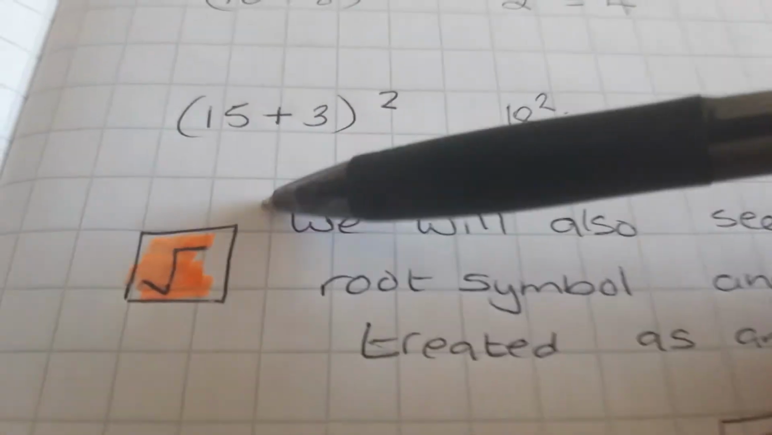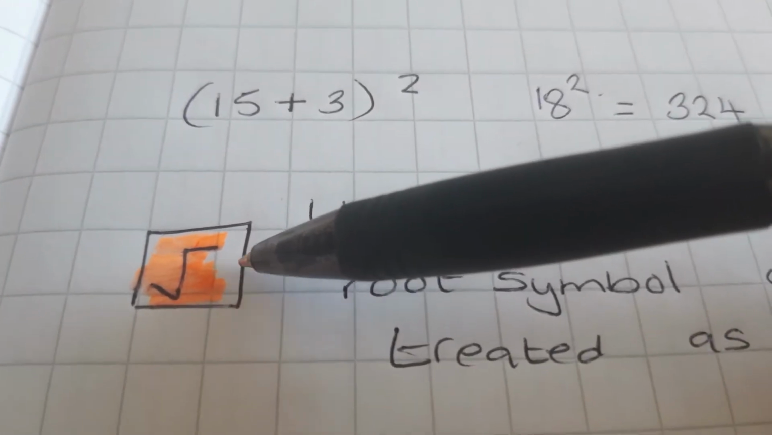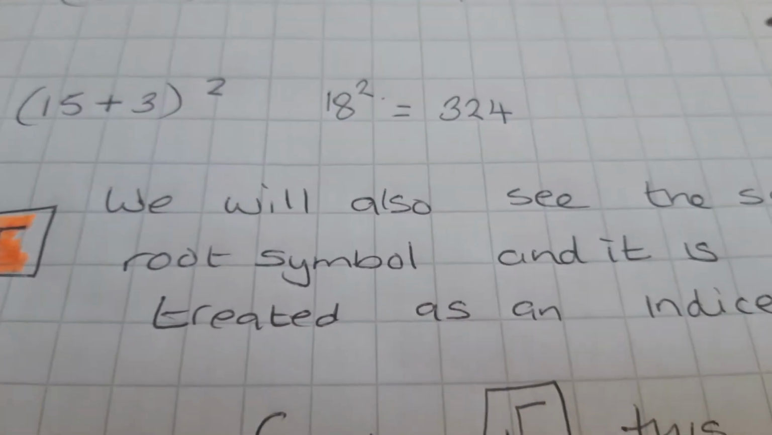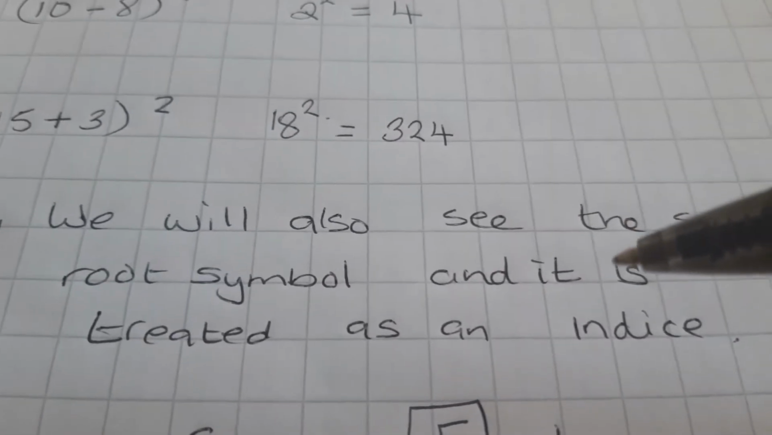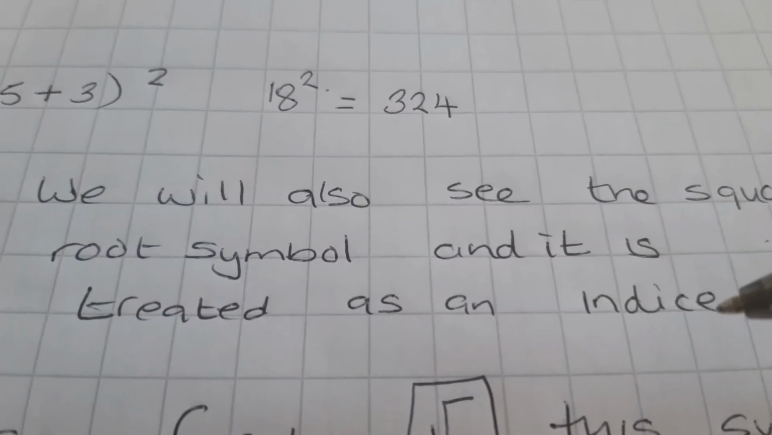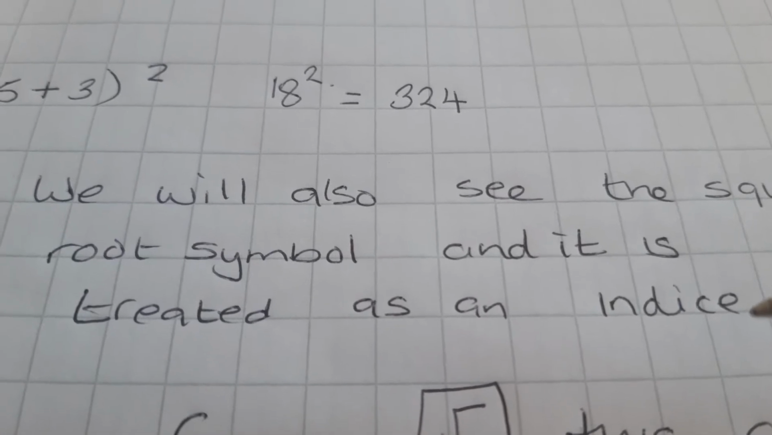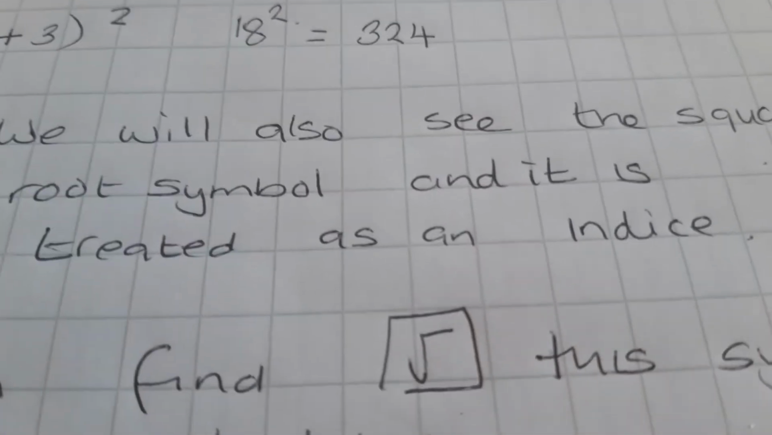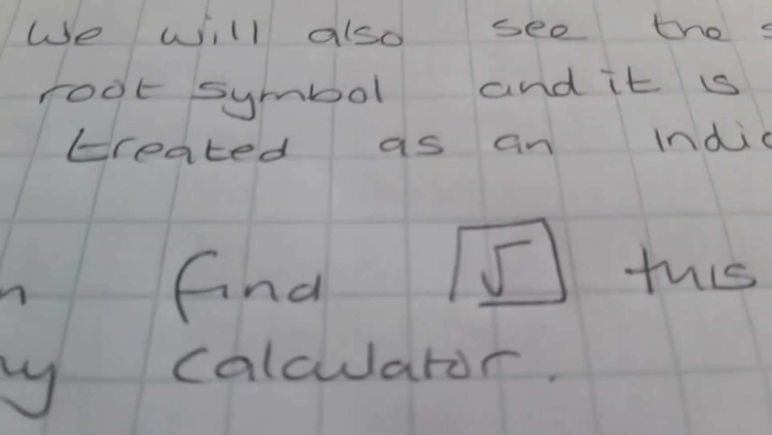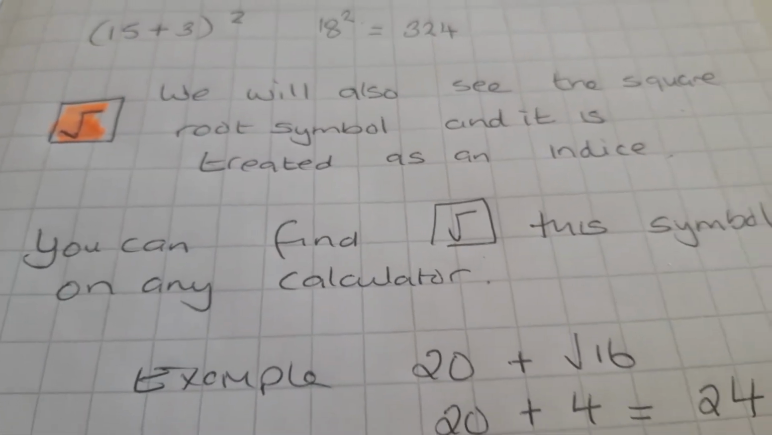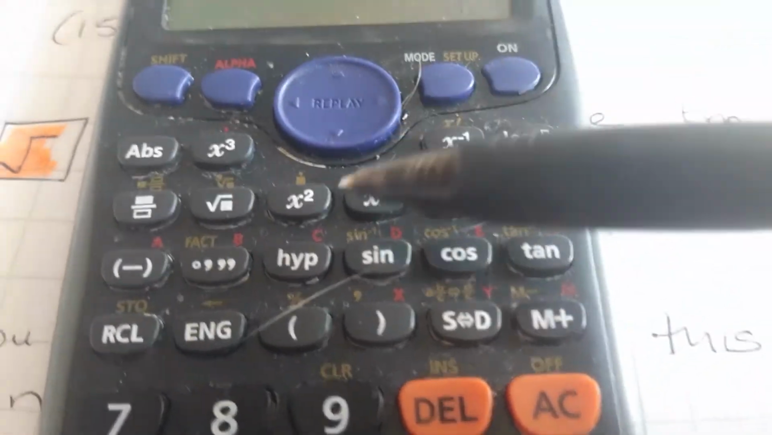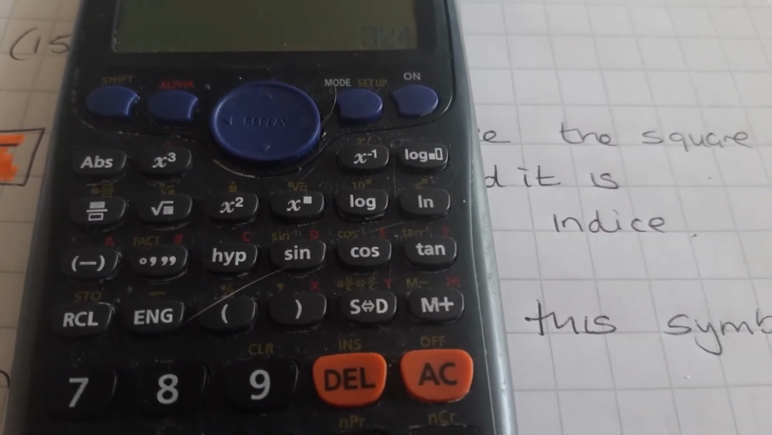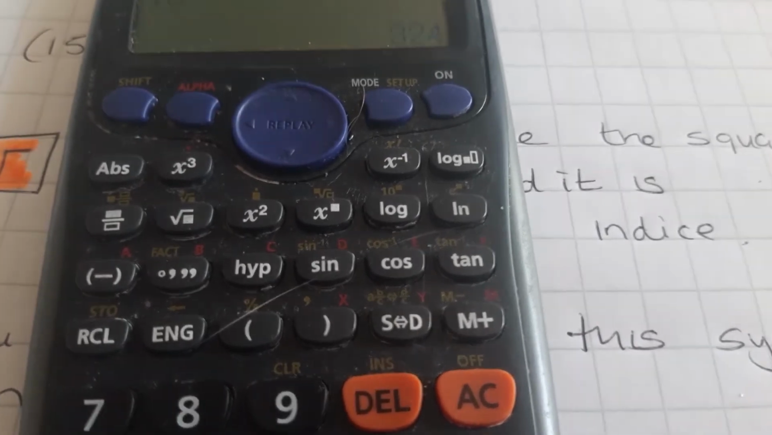We will also come across this symbol here, and this symbol means square root. The square root symbol is treated as an index. So if it comes up in a question, you must do it before the other operations, but after brackets. You can find that symbol on your calculator. It will be on every basic calculator, not just on scientific calculators. So have a good look at your calculator, and make sure you know how to use it.